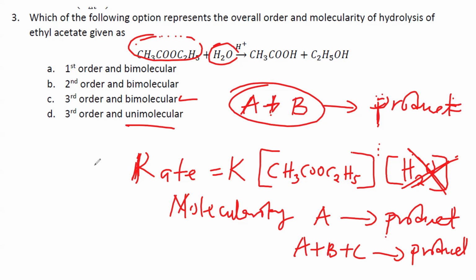So since in this reaction we only have ethyl acetate, and water is considered a medium because increasing or decreasing the concentration of water will not affect the rate of the reaction, that is why it is first order. And then of course you have two reactants, water and ethyl acetate, so that is why it is bimolecularity. So it means that in this question, the answer is A.